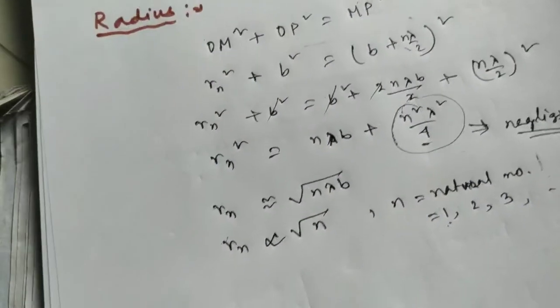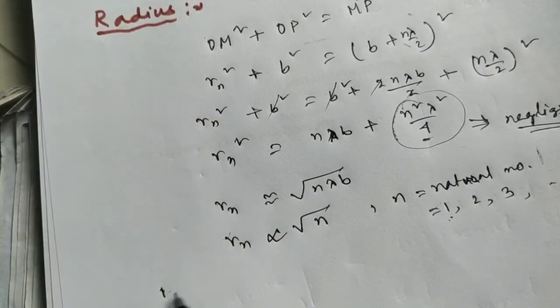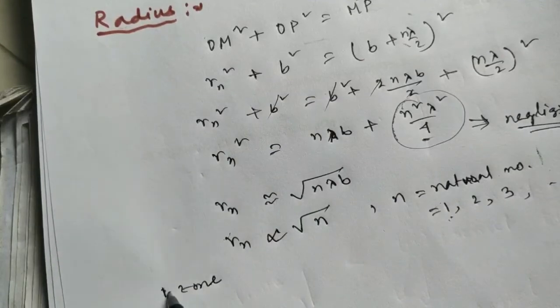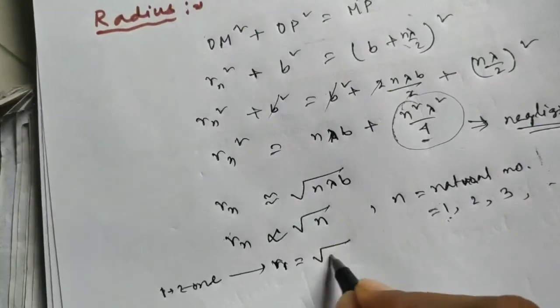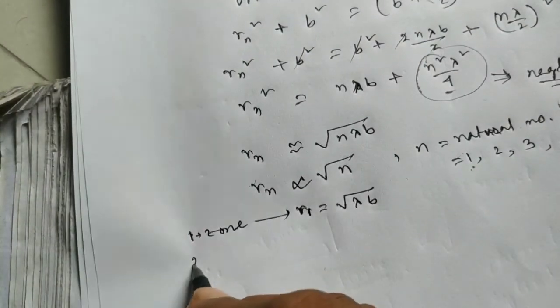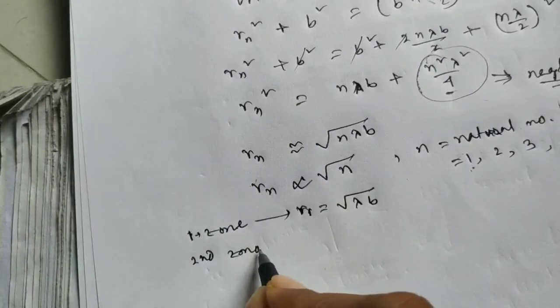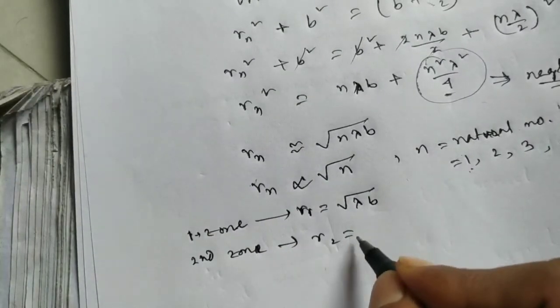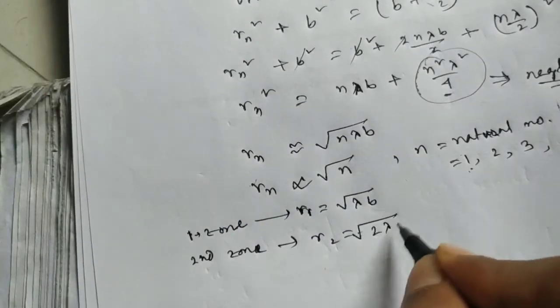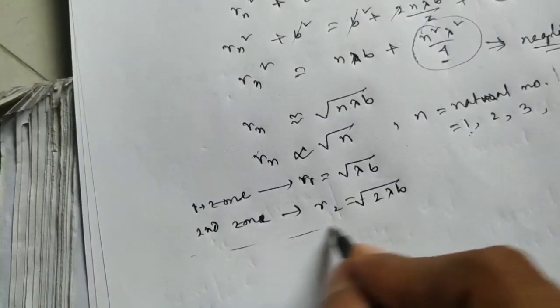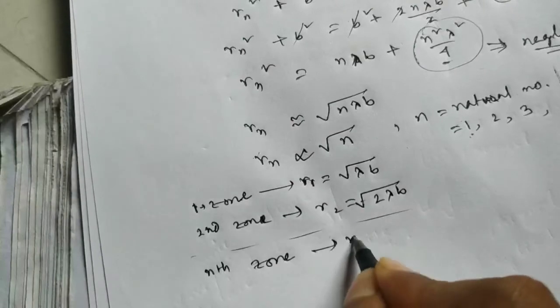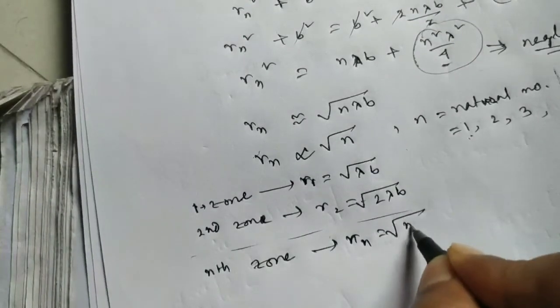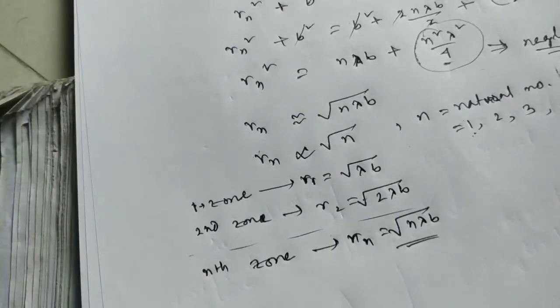So we can get the first half period zone: for the first zone the radius r1 equals root over lambda b, and for the second zone r2, the radius of the second zone, is root over 2 lambda b, and so on. So for the nth zone, Rn equals root over n lambda b. So these are the radii of the zones.